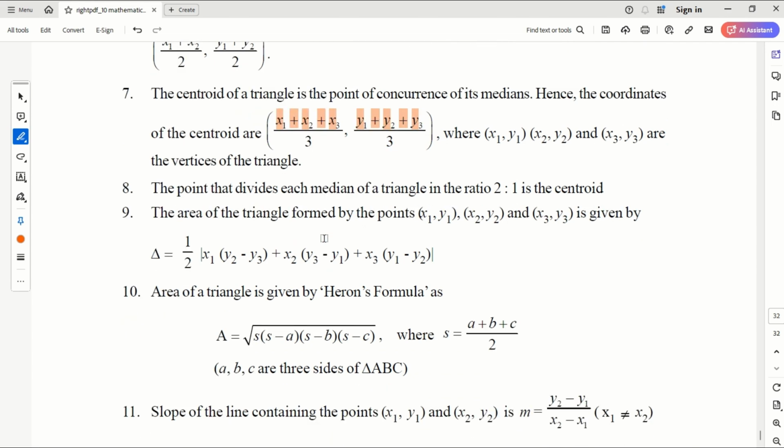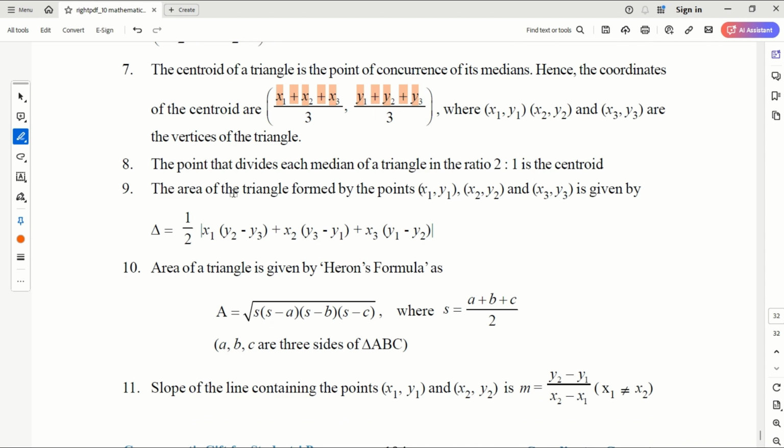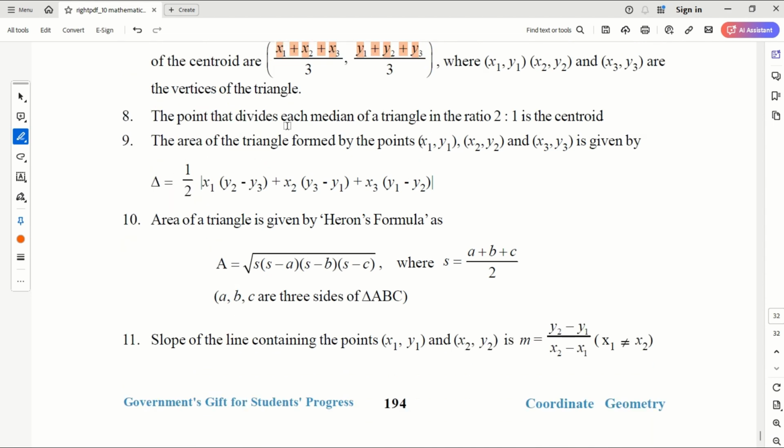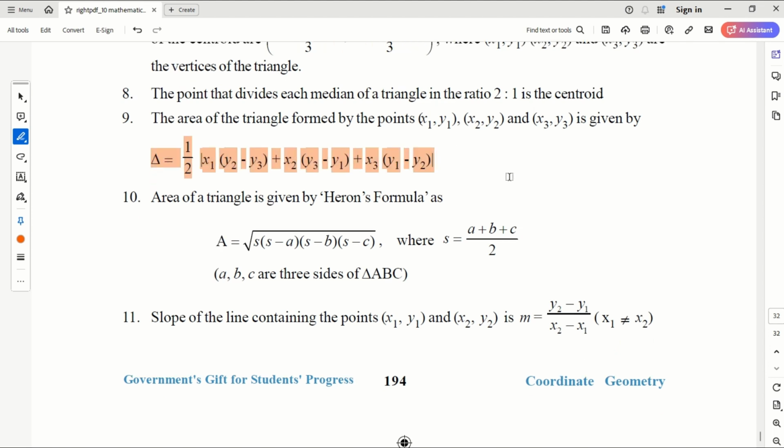Next. Yeah, we know the centroid is the point that divides the median in 2 is to 1 ratio. Then we also learnt how to calculate the area of a triangle if the three coordinates of the vertices are given. Then Heron's formula, then the slope formula. These are all the things we learned, and it's all about doing more and more practice, actually.